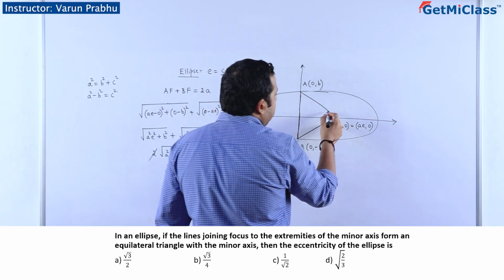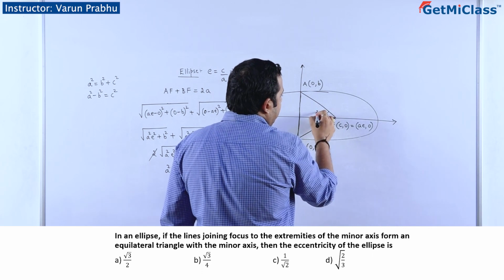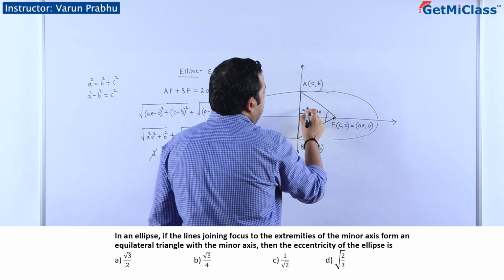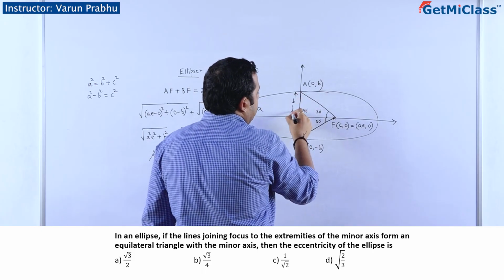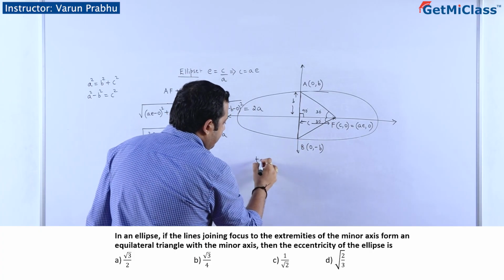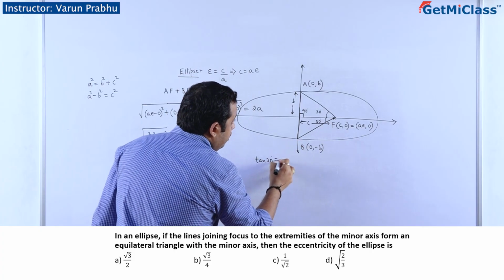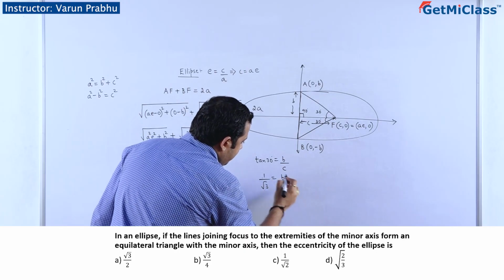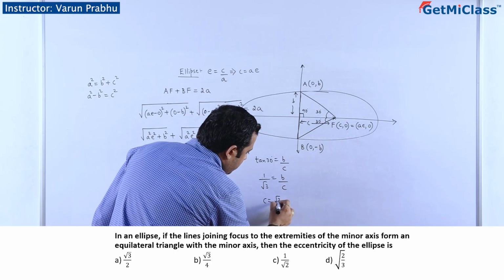So this particular angle is how much degree? This is 30 degree, and this angle will be equal to 30 degree. So this angle is 90 degree. This is nothing but B, this is nothing but B, this is C, right? So I can say tan of 30 degree is equal to B divided by C. 1 divided by root 3 is equal to B divided by C. So C is equal to root 3 B.